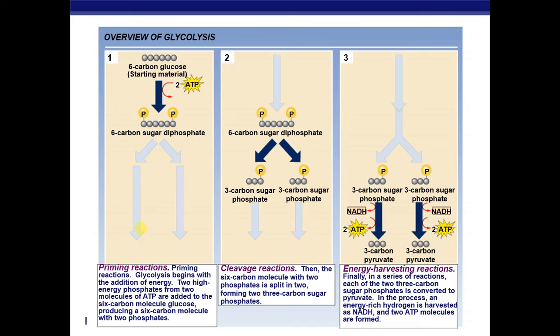So, overview of glycolysis. We have a priming step where we phosphorylate glucose in the first part. We have a splitting step where we break it into two. And then we have an energy harvesting step where we get our NADH and ATP out. So phosphorylate glucose so we can split, and then once it's split, we are able to harvest ATP and NADH energy out of it before we end up with pyruvate.